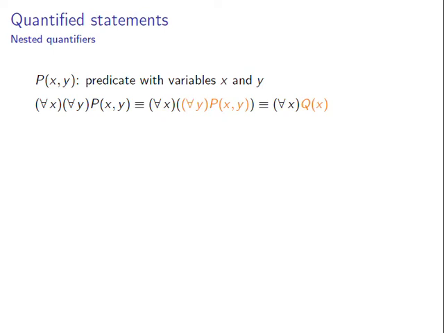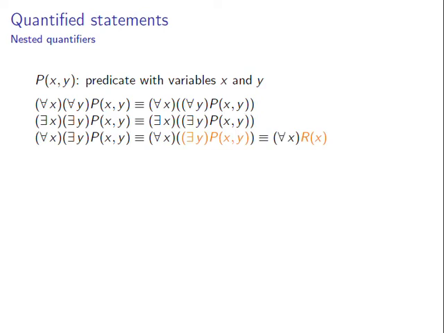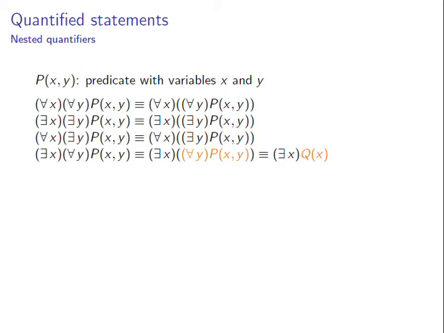We interpret in an analogous way the propositions for some x and for some y, P of x, y. For every x, there exists a y such that P of x, y. And there exists a y such that for all x, P of x, y.